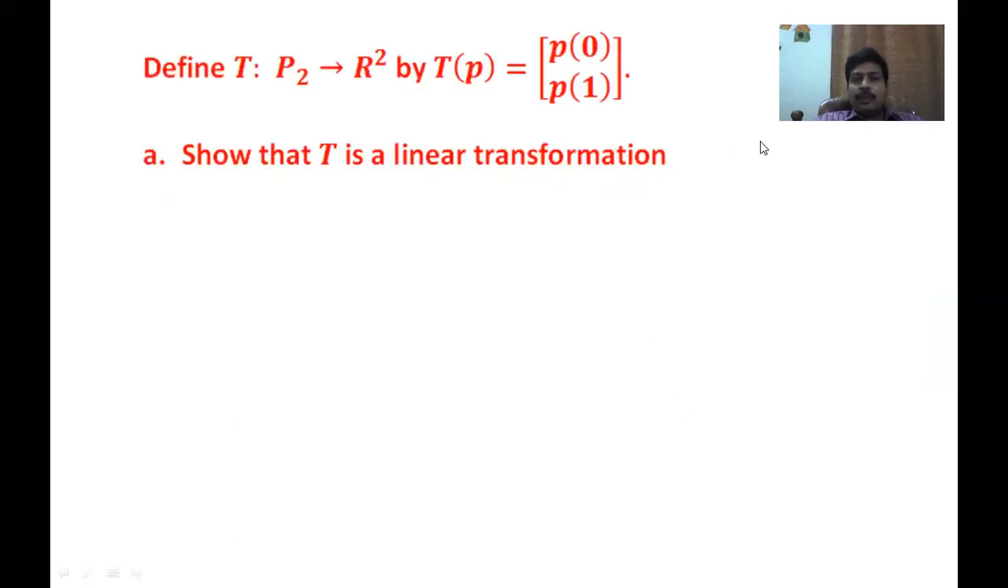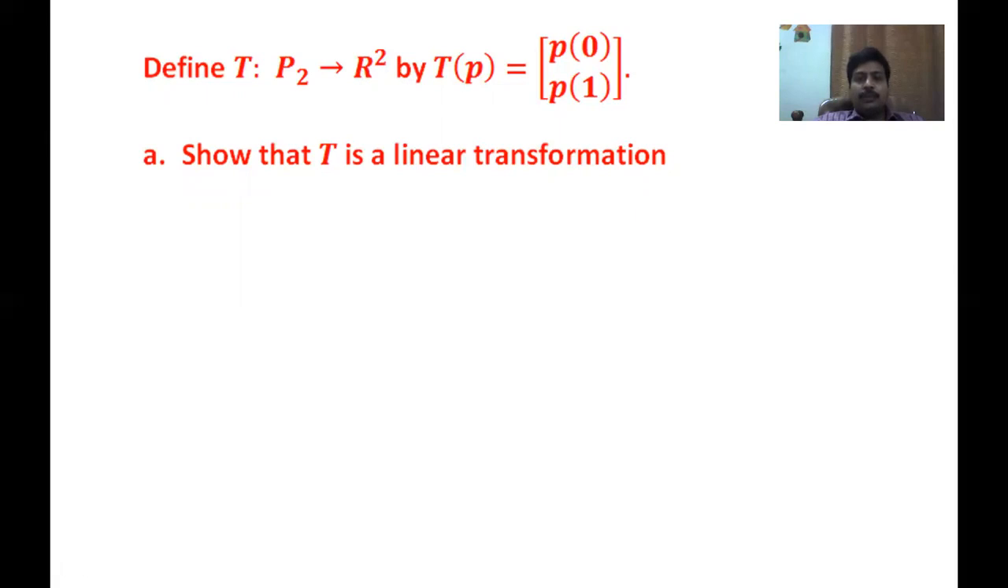This is one more interesting problem. Define T from P2 to R2 by T of p is equal to a 2 by 1 matrix, with p of 0 in the first row and p of 1 in the second row. Show that T is a linear transformation.